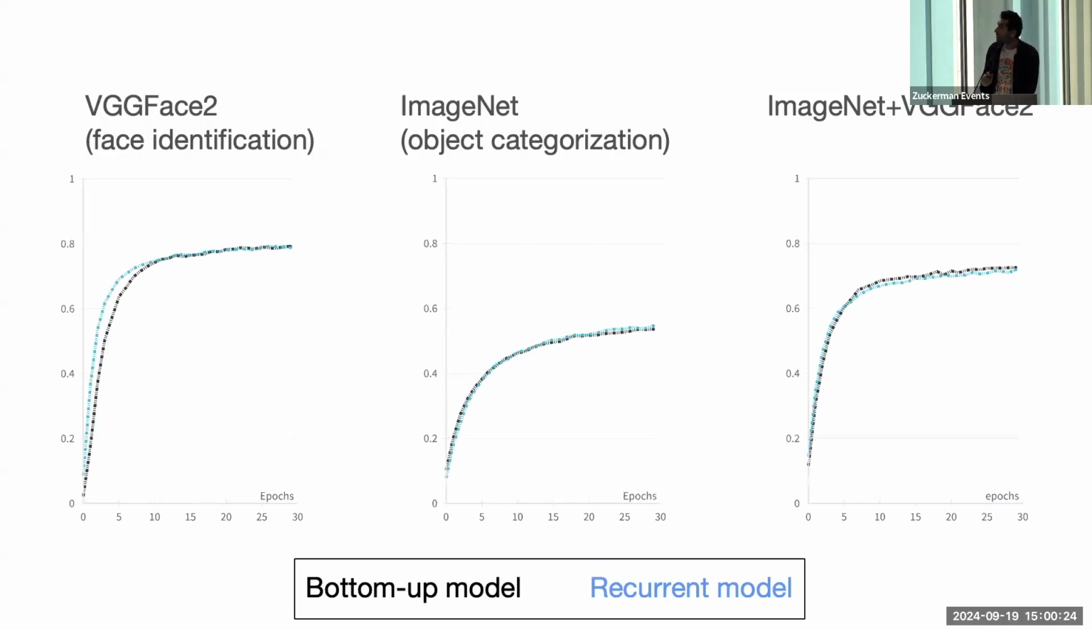Besides having all these different architectures, we also wanted to explore different datasets and different tasks. So for example, we trained the BL model that I showed you, which is bottom-up and lateral, on face identification with VGGFace2, on object categorization, and on ImageNet plus VGGFace2. And what I'm showing here is that if we make our feed-forward model a little bigger, where the parameters match the recurrent model, we get the same level of accuracy.